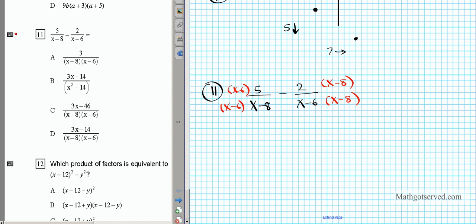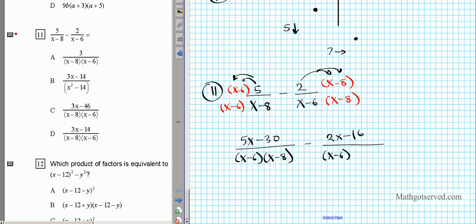And now on the top, I'll distribute this 5 to both of these terms. So I'll have 5x minus 30. And then let's leave the denominator in the factored form, x minus 6 times x minus 8. And then on the right side, I'll distribute the 2 to both terms. So I'll have 2x minus 16. And then we'll leave the denominator as x minus 6 times x minus 8. Okay, so we combine them.